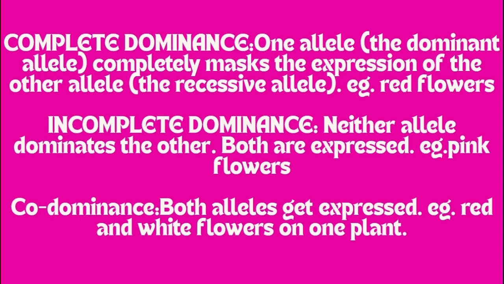For codominance now, both alleles get expressed. So for example, if a red parent and a white parent have offspring, and that one plant, we realize, has both yellow, white, and red flowers, right? That's codominance because both of them are expressed in that case.